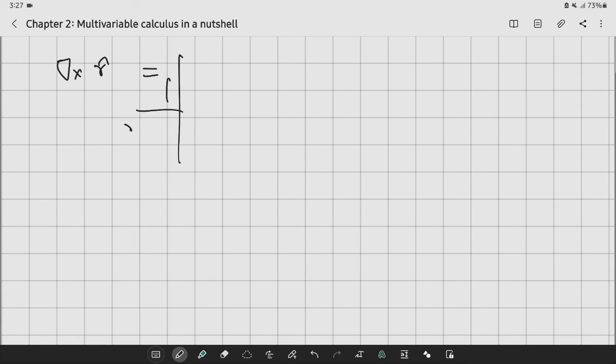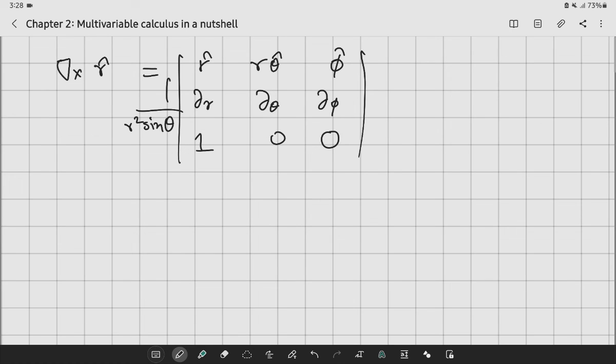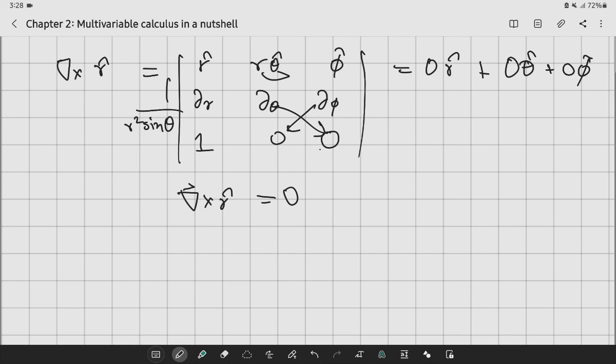I have 1 over r squared sine theta, which is h1, h2, h3. I have r hat, theta hat, and phi hat. I have partial r, partial theta, partial phi. I have 1, 0, 0. Again, I can do these stuff. I know that I have 0 r hat. Again, if I take the theta component, I have 0, 0. Everything is 0. So the curl of r hat is 0, which makes sense if you think about it.